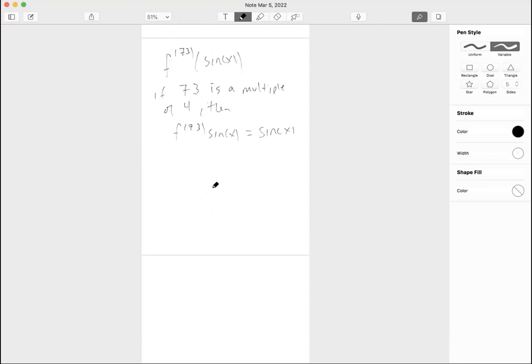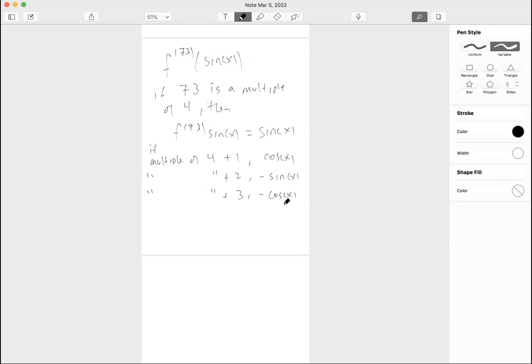So if it's a multiple of 4 plus 1, we get cosine. If it's a multiple of 4 plus 2, we get negative sine. If it's a multiple of 4 plus 3, you get negative cosine. And that's all you can do, right? It can either be a multiple of 4, 4 plus 1, 4 plus 2, 4 plus 3.